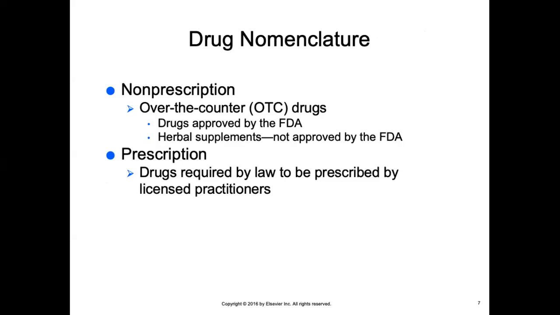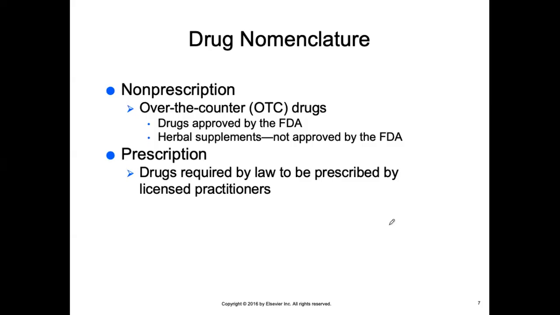When we talk about drug nomenclature, we're talking about the over-the-counter name versus the IUPAC name. The IUPAC name is just the name given by the American Chemical Society. Drugs that are over the counter are approved by the FDA. Herbal supplements are not.